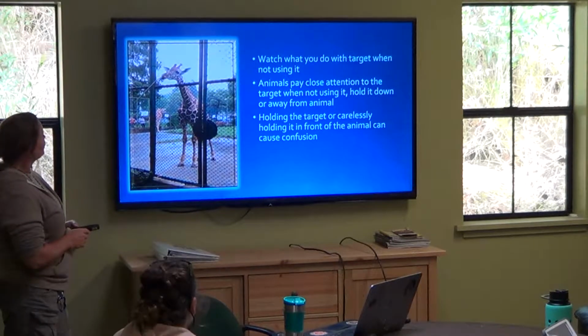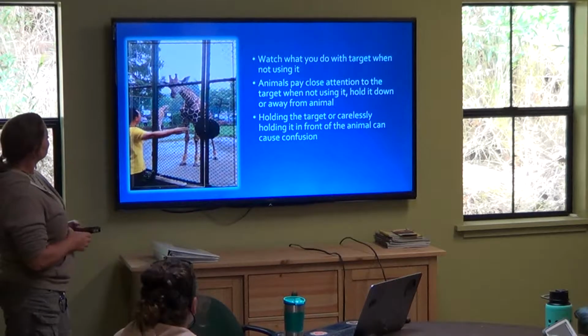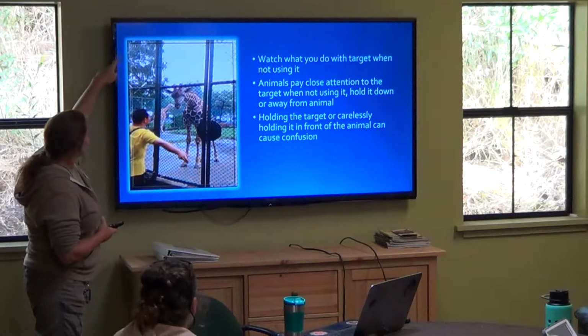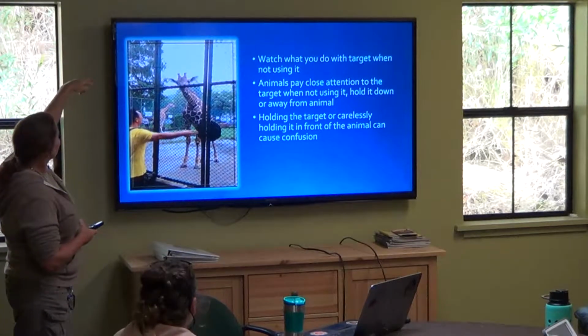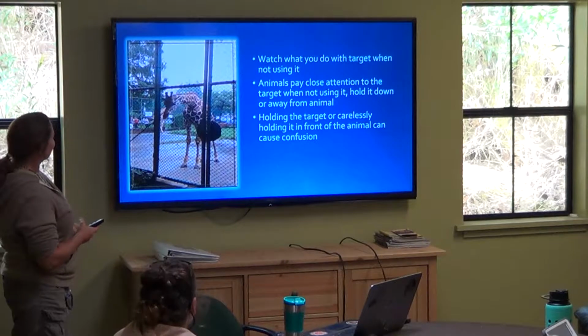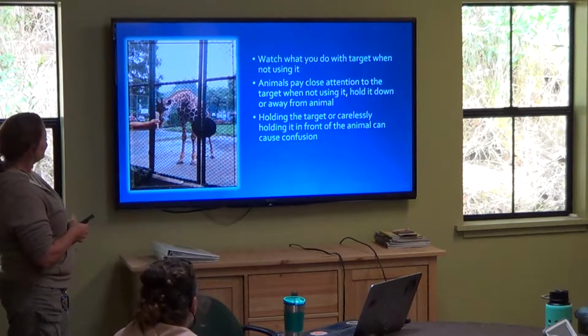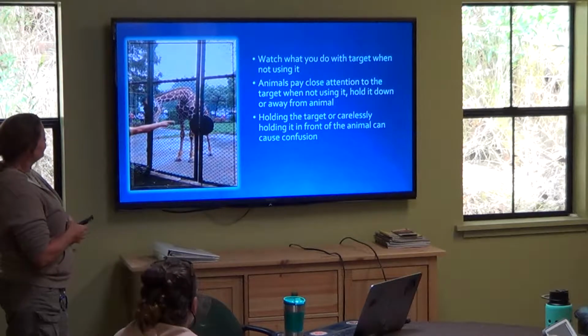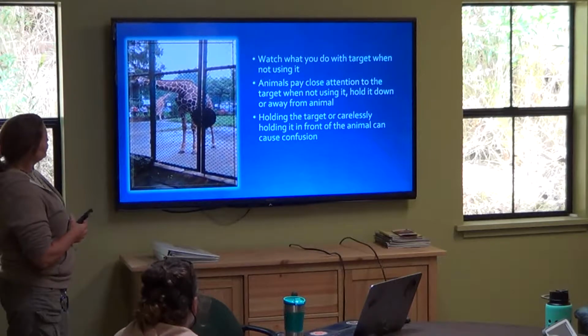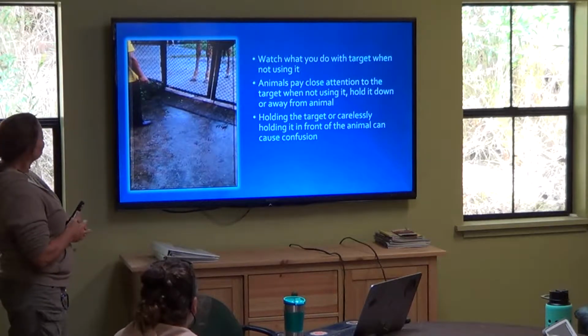So he's asking for target, animal targets. Okay, you see the target's waving around up here. Put the target down. See the giraffe's looking at the target? Oh, okay. Put the target down. Now go. Eventually the giraffe does try to go.